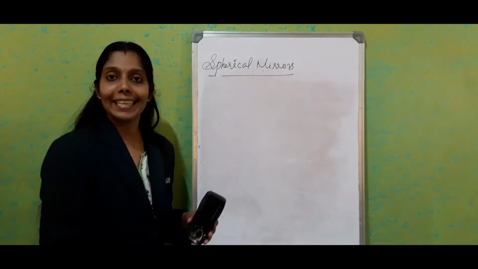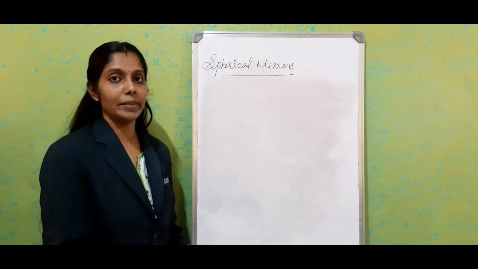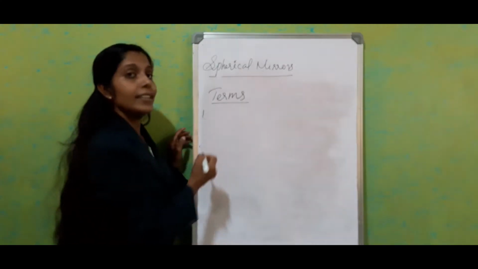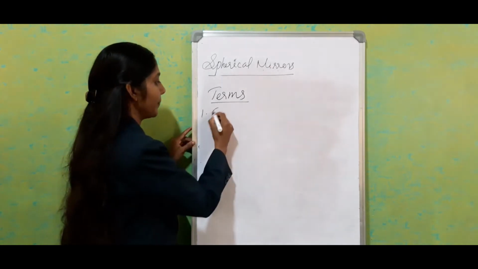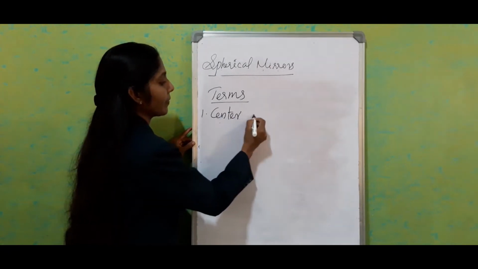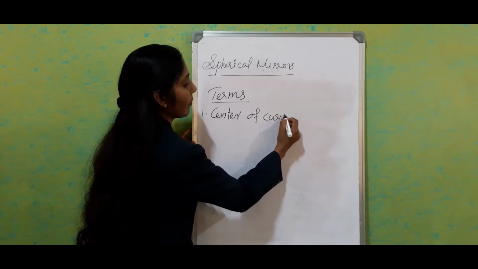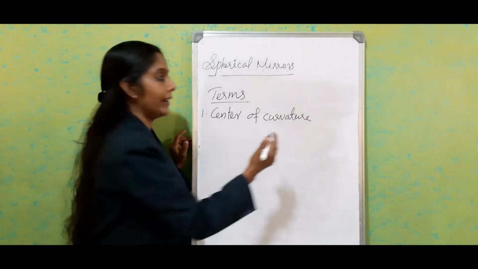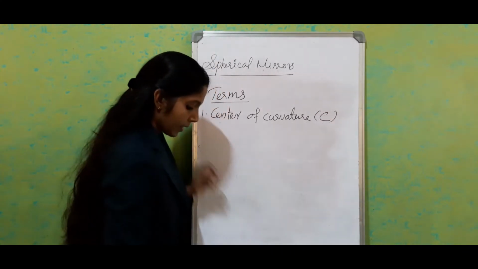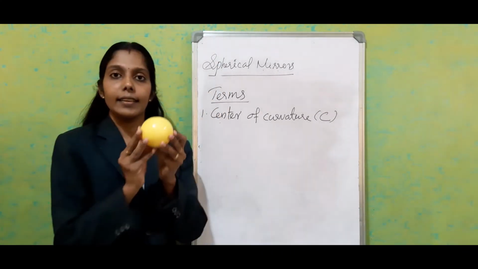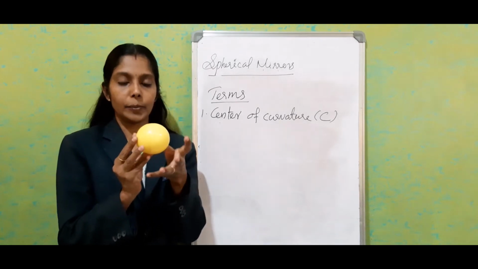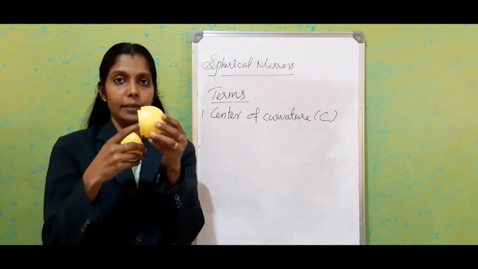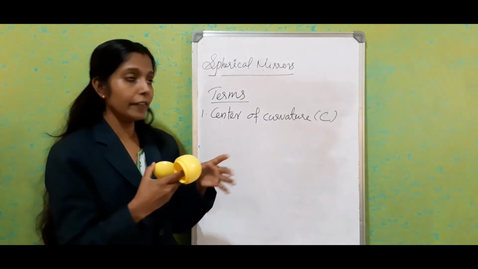So now we will see the terms related with the spherical mirrors. Our first term is center of curvature. We represent center of curvature with the capital letter C. Consider this as a spherical mirror, the entire sphere, and its center. What is the geometrical center of this sphere? That is actually the center of curvature.